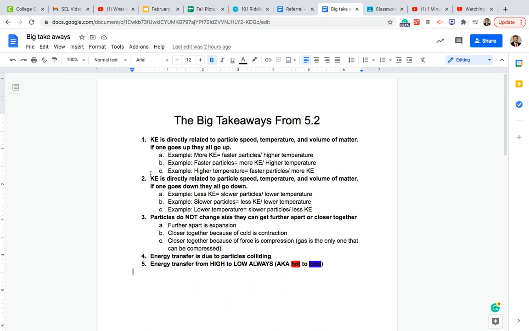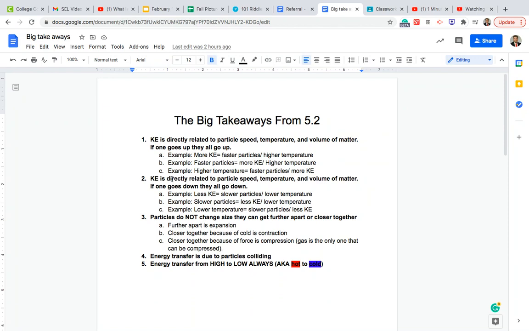Number 2, kinetic energy is directly related to particle speed, temperature, and volume of matter. If one goes down, they all go down. Number 1 and 2 are very similar, but it's just the opposite ends. Number 1 is focusing on if one goes up, they all do. And number 2 is looking at if one goes down, they all go down.